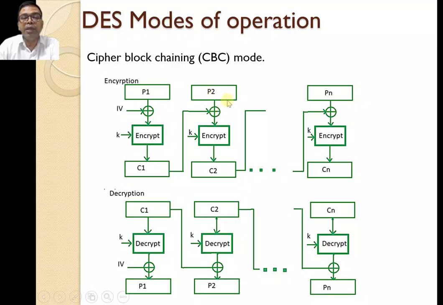In the next step, the plaintext block P2 will be XORed with the output of the first step, that is C1, and this XOR output will be used for the encryption function using the key, which will produce the next ciphertext block C2. This operation will continue until we convert the last plaintext block Pn into the corresponding ciphertext block Cn. Similarly, the decryption process also starts, where each step output is given for the XOR operation of the next step. So these are the basic two modes of operation of DES.